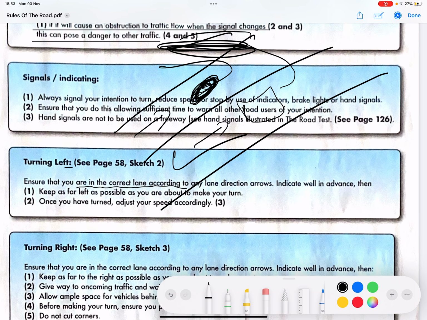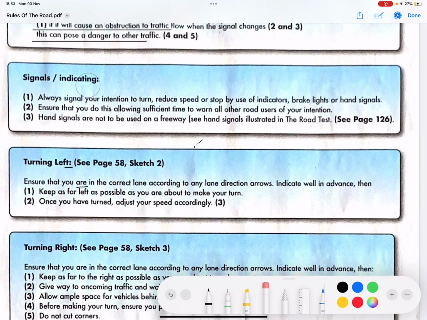Okay? And then indicate well in advance of your turn. Don't indicate here and you are turning here. You know that you are going to turn. We do not know. As we are following you, we do not know. So you indicate so that I can plan my lane usage ahead. How am I going to use the lane? Because this person is turning.